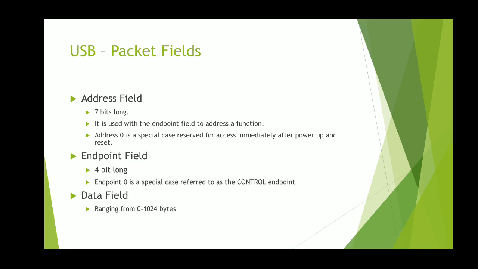And after the address field comes the endpoint field. It is a 4-bit long field. So it can access 2 raised to 4 equals 16 endpoints, and among these endpoints, endpoint 0 is reserved for control purposes. And after the endpoint field, next comes the data field. The data field is used for carrying data, and it ranges from 0 to 1024 bytes.